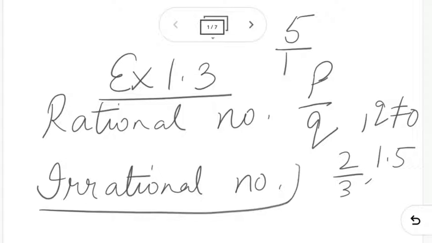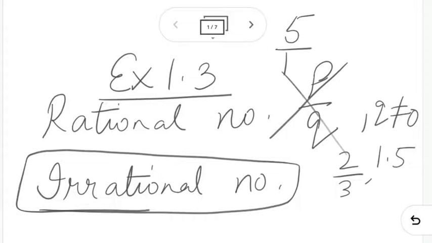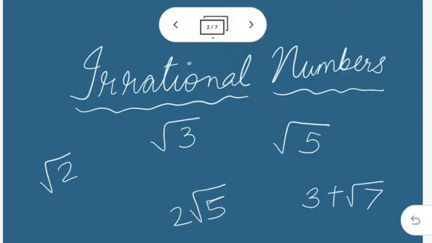But there are some numbers which we cannot express in P by Q form. They are called irrational numbers. So today we are going to discuss them. Let's have a look at some irrational numbers. Here some numbers are written: root 2, root 3, root 5, 2 root 5, 3 plus root 7. These are some examples of irrational numbers, since we cannot write them in P by Q form. You can see that we cannot solve their roots. So such numbers are called irrational numbers.